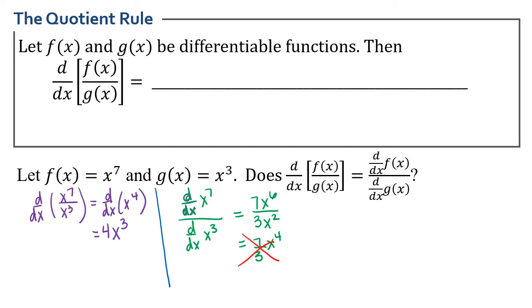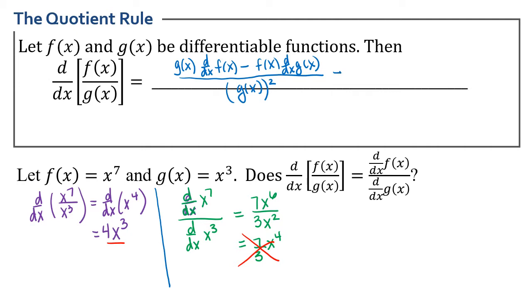These are not the same. So we cannot just take the derivative of the numerator divided by the derivative of the denominator. So the formula for the quotient rule is as follows. It is the function in the denominator times d over dx of f of x minus f of x times d over dx of g of x all over g of x squared.